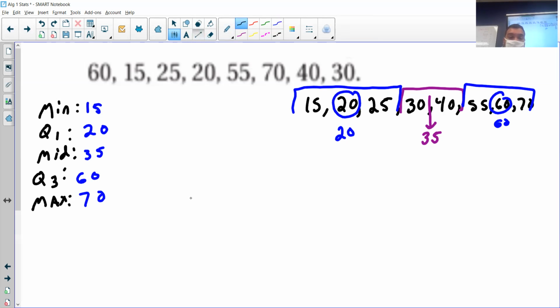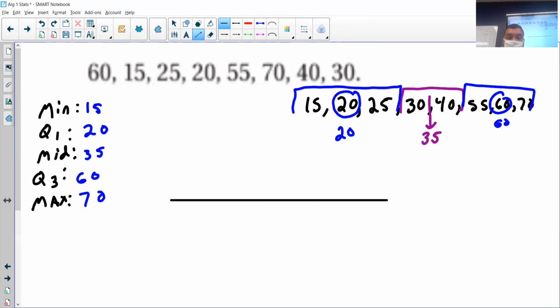Make a number line. Do I use the numbers from the left side or from the whole thing? What do you mean? Like do I use the min and Q1 numbers or the numbers on top? As long as your number line is consistent. So if you want to start at 15 and go up by fives, that's fine. That's not a bad idea.